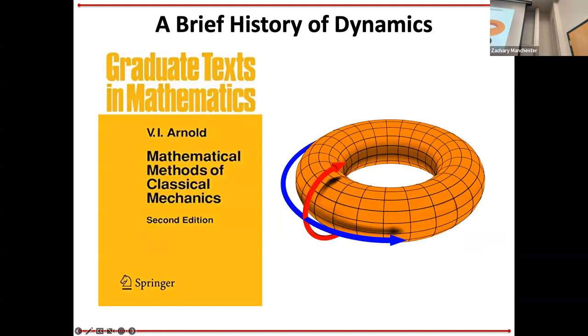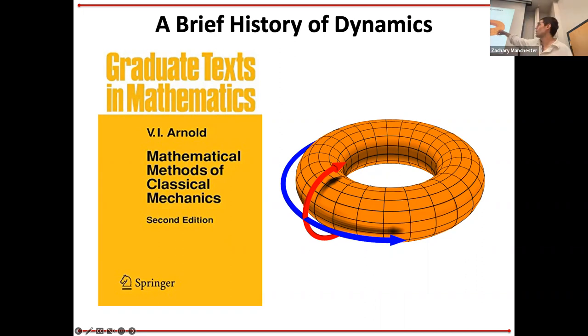Anyone seen this guy before? This book is terrifying. This is the famous Arnold book. Yeah, so you've checked this out? This book is the most classic book on what's called geometric mechanics. It uses tools from differential geometry to attack classical mechanics and is probably still one of the most mathematically sophisticated books on classical mechanics out there.